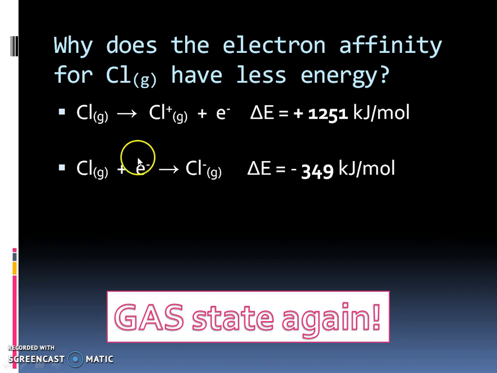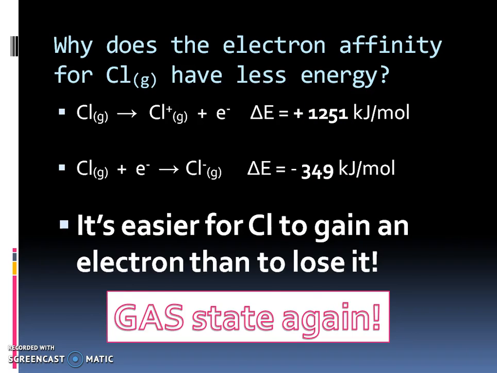If we take chlorine and add an electron to it, it becomes chlorine negative. Okay, so it's negative. I understand the positive and negative, right? We're breaking, we're forming, endo, exo. But this is only 350 kilojoules of energy versus the 1251. So why do you think that is?